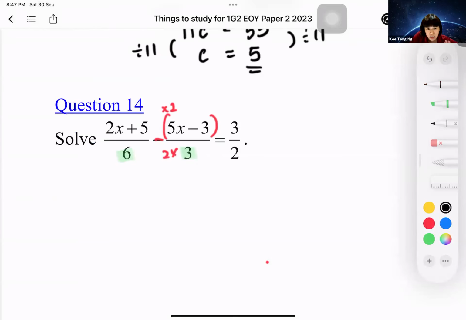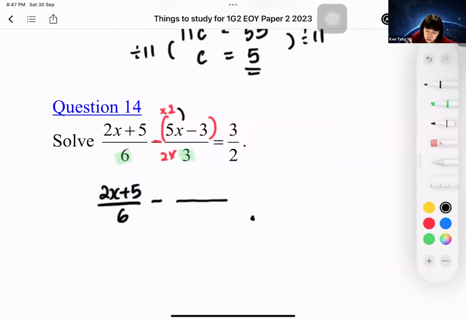Before I change the sign, let me just work out the numbers first. So over 6. In the future, next year, Sec 2, we need to learn to skip steps already. But now I'm only telling you the basics of the working, okay? I'm not changing my sign yet. I'm just multiplying by 2. Remember, 2 needs to multiply every single one of them. So this one will be 10x. Minus 2 times 3 will be 6. And the denominator is still 6.